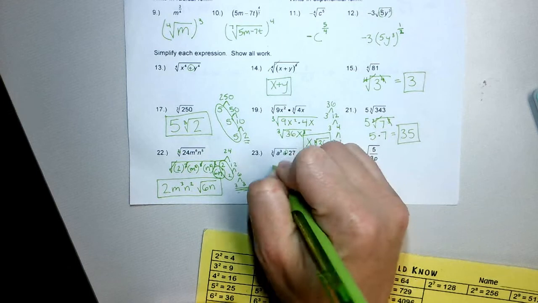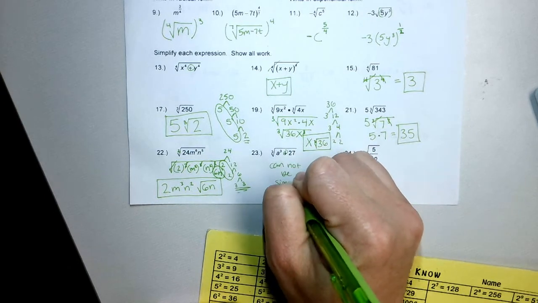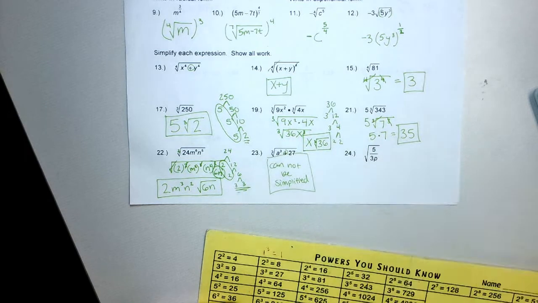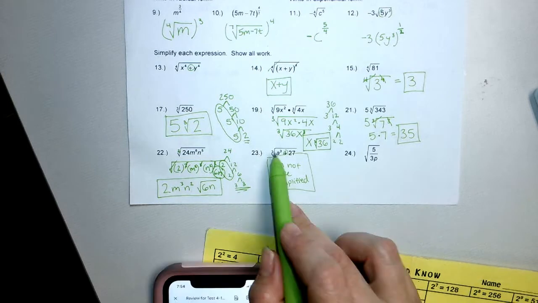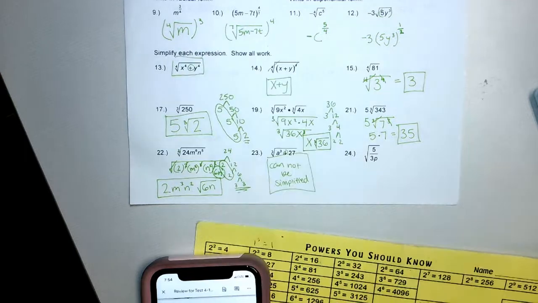You can write cannot be simplified. You can't put no solution because it's not asking for a solution. It's telling you to simplify it, and so it just cannot be simplified. Or if you rewrote the question and just boxed it, I'm okay with that too, because that's as simple as it gets.